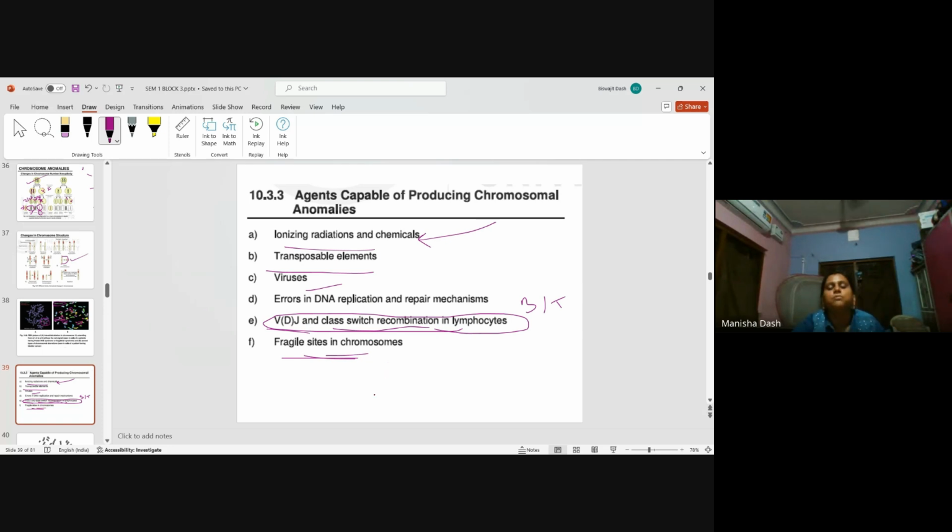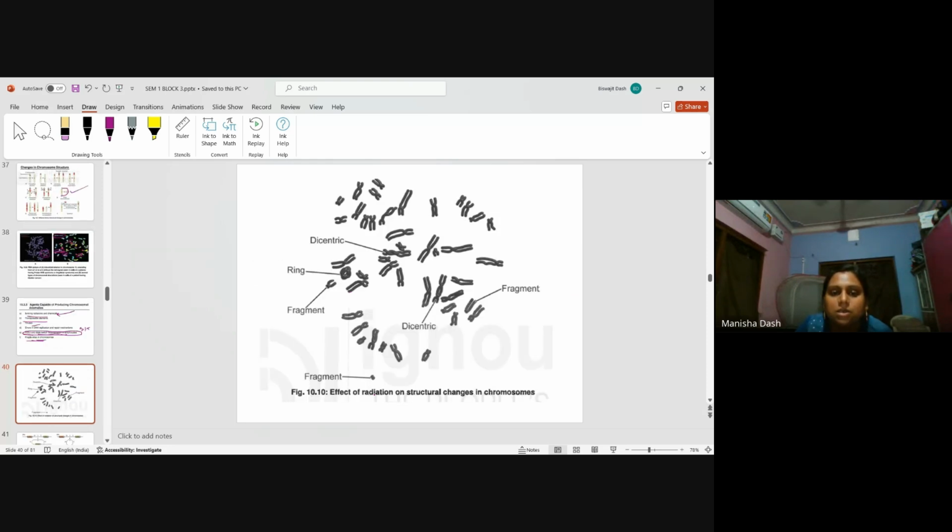So in the chromosome, a few sites or locations are very prone to mutation. Multiple times the mutations will occur there, and those sites can break. So if the breakage occurs, that will lead to deletion.